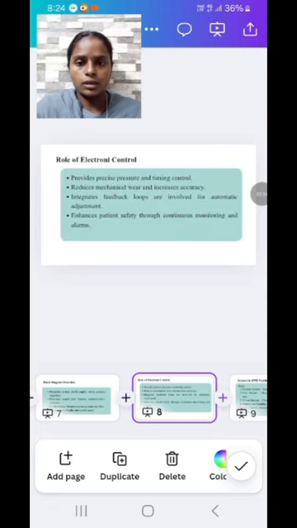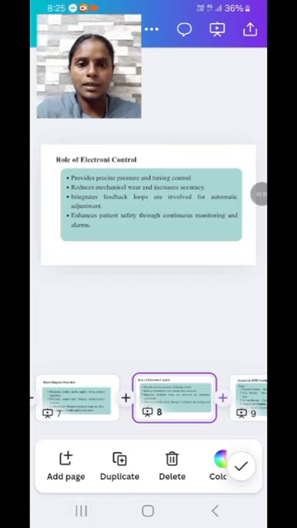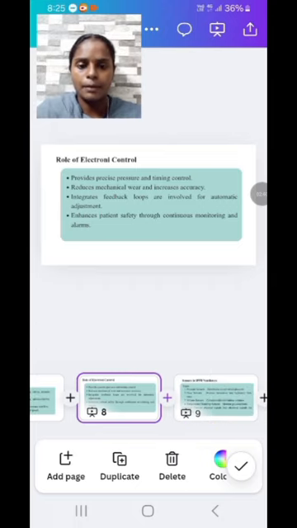Role of the electronic control. It provides precise pressure and timing control, reduces mechanical wear and increases accuracy. It integrates a feedback loop for automatic adjustment, and enhances patient safety through continuous monitoring and alarms.